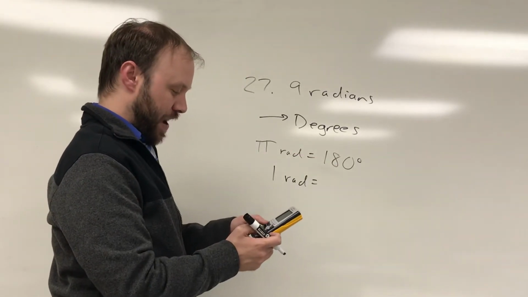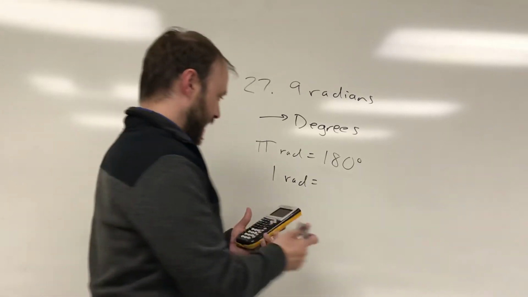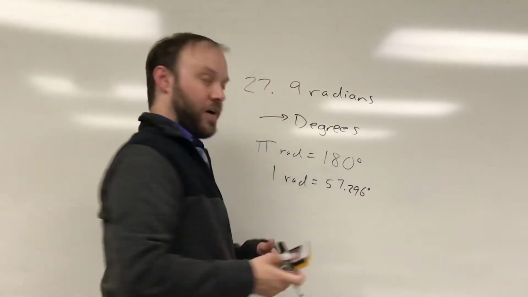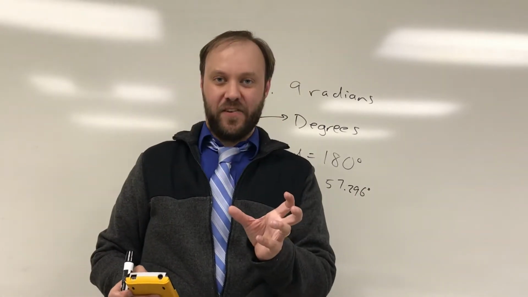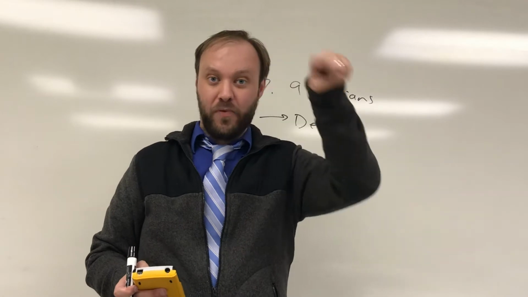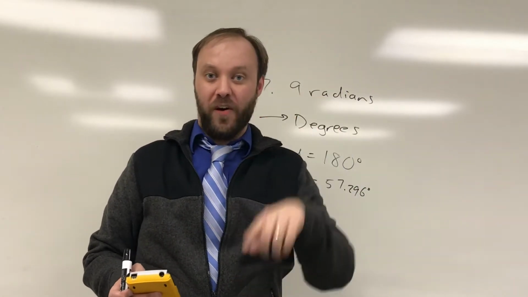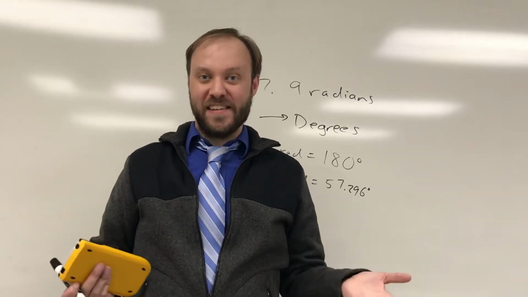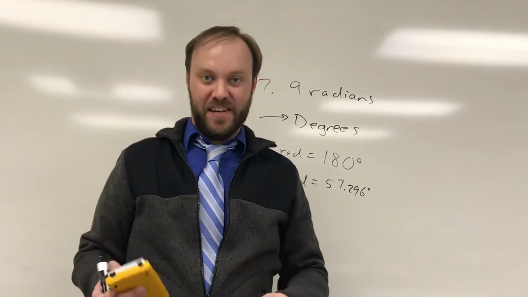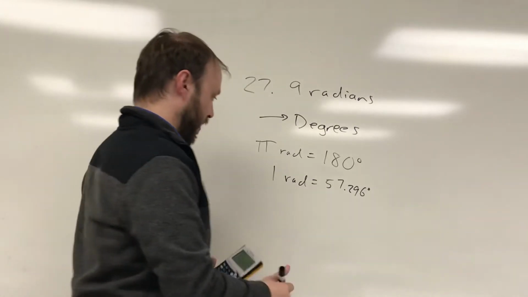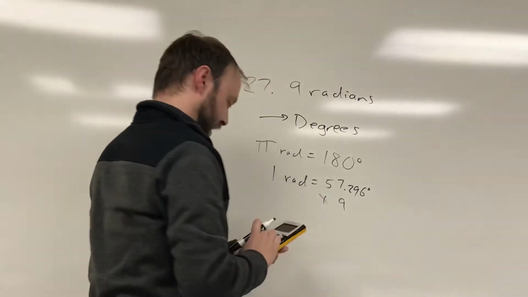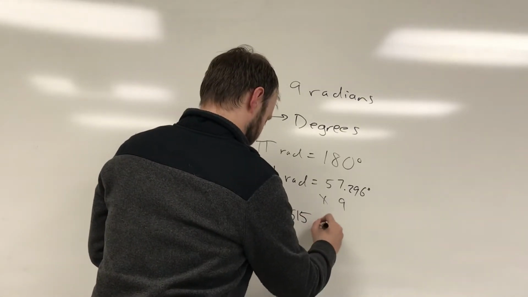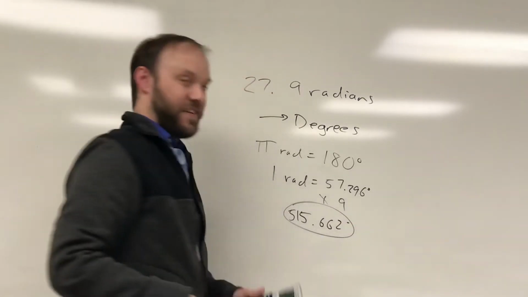So 180 divided by pi is about 57.296 degrees. 1 radian is just a little bit less than 60 degrees. Remember, pi is 3.14, so it takes about 3 radians to go all the way around a circle. So it makes sense that each radian is about 60 degrees. And so if you wanted 9 radians, you could multiply by 9, and of course you're going to get that same 515.662. So lots of different ways you can do that.